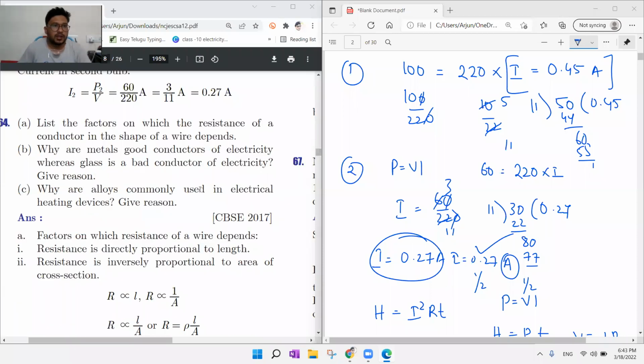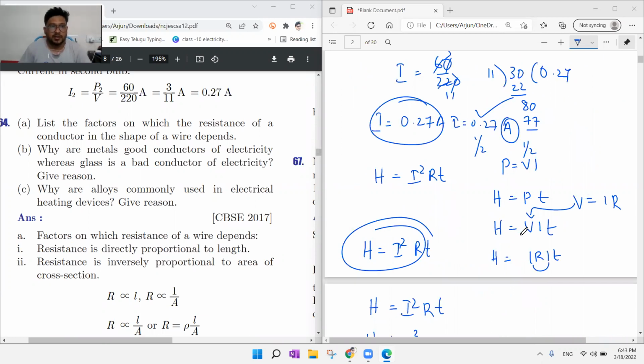Next question. A, B, C, a 3 marks question from 2017. A: List the factors on which the resistance of a conductor in the shape of a wire depends. B: Why are metals good conductors of electricity whereas glass is a bad conductor of electricity? Give reason. C: Why are alloys commonly used in electrical heating devices?